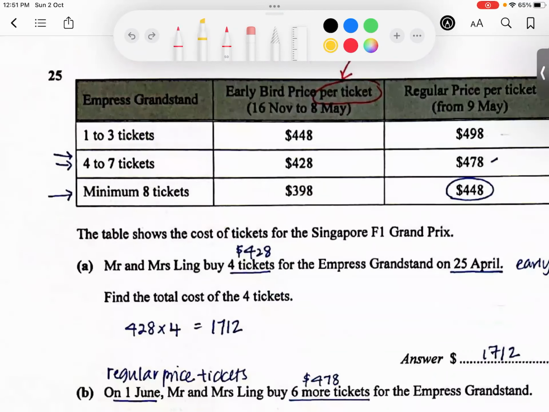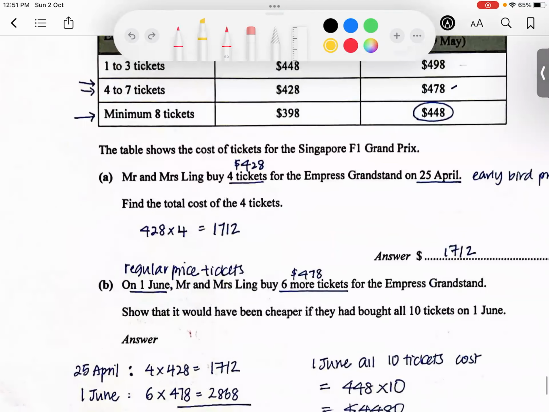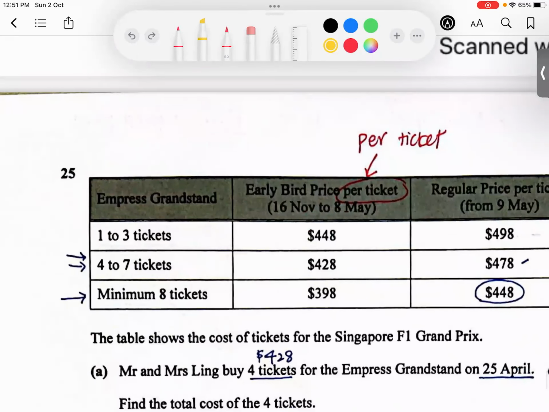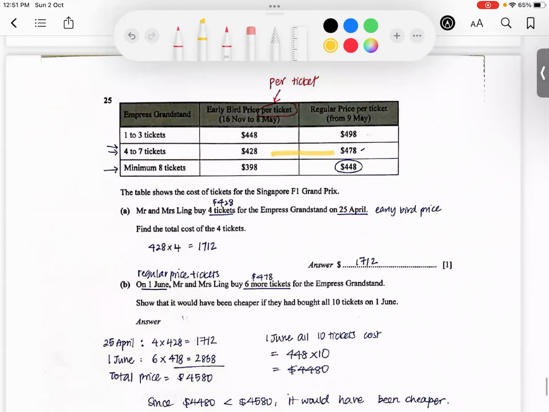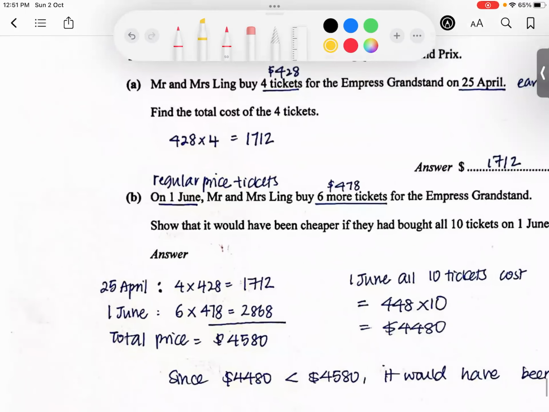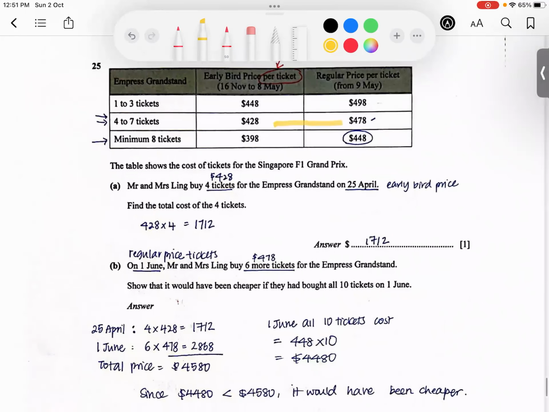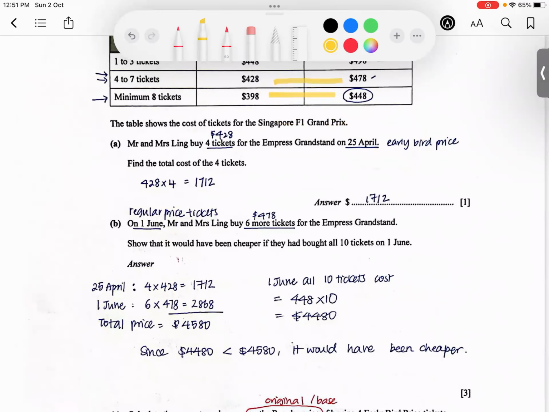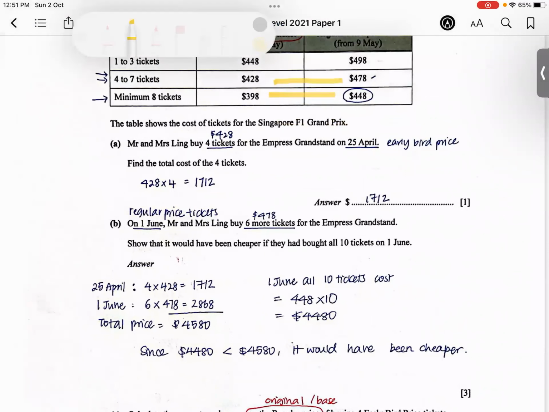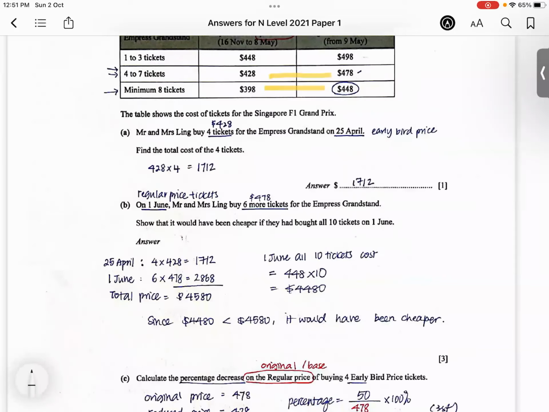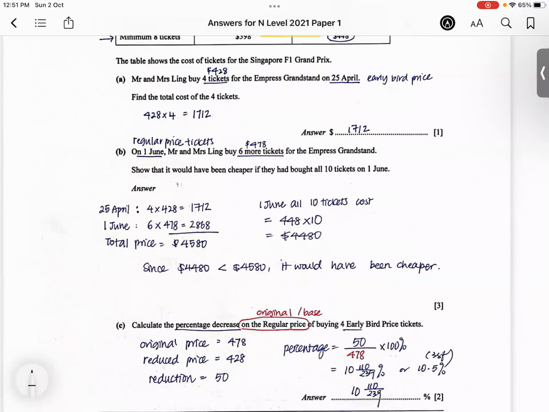The next part may say she buys 6 more tickets. At first she only bought 4 tickets, so she was using this price range over here. But then she bought an extra 6 more, so now you have to price it differently compared to if I buy all 10 tickets at the same time, where I will use a different pricing. So this is testing your knowledge of reading the table and plugging in the different values. I shall leave you to read this question on your own. You should be able to do it. You can read the final answer on my soft copy that I will send to our class chat.